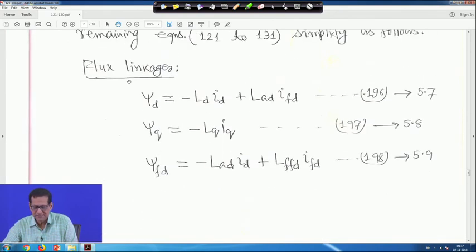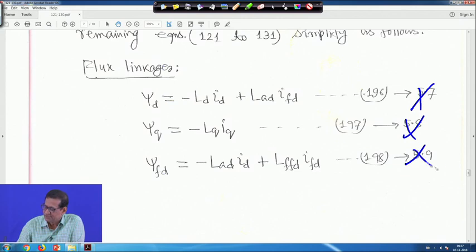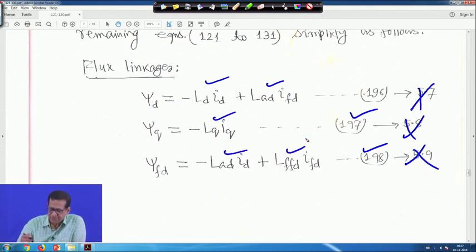So flux linkage first. psi d is equal to minus L d I d plus L a d I f d, with Amortisseurs neglected. This is for my reference. So psi q is equal to minus L q I q, this is equation 197, and psi f d is equal to minus L a d I d plus L f f d I f d, this is equation 198. All these nomenclatures have been given before.